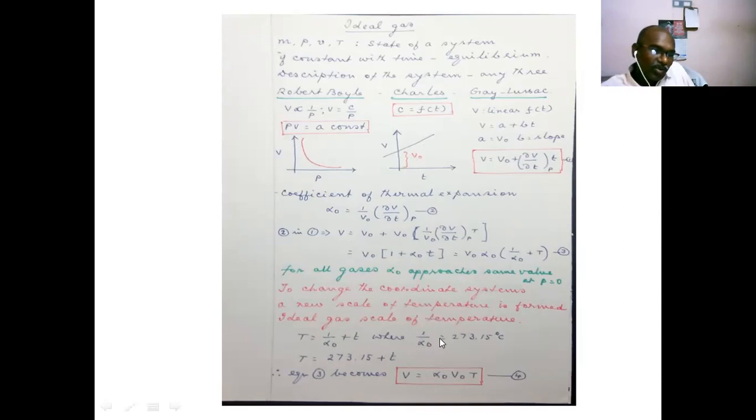It approaches the same value for all the gases, which is equal to 273.15 degrees centigrade. So this is how we have obtained this equation. Temperature in the absolute scale, the ideal gas scale of temperature, also called the absolute scale in thermodynamics, is equal to 273.15 plus the temperature measured in Celsius scale. Therefore, the equation now becomes V is equal to alpha 0 V0 into T, the capital T. I suppose you understand the points discussed in this slide, which is given the equation number 4.